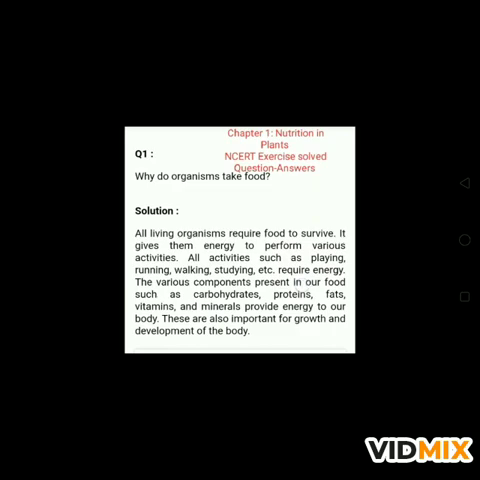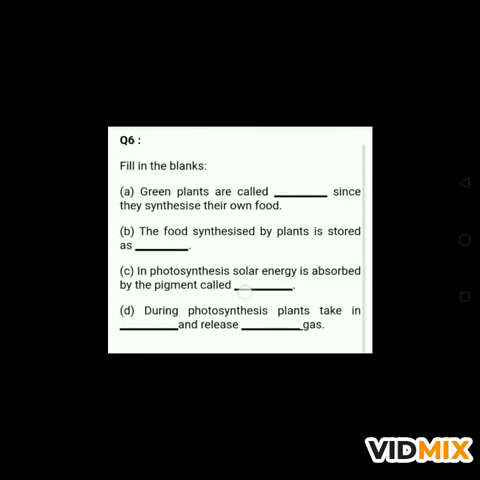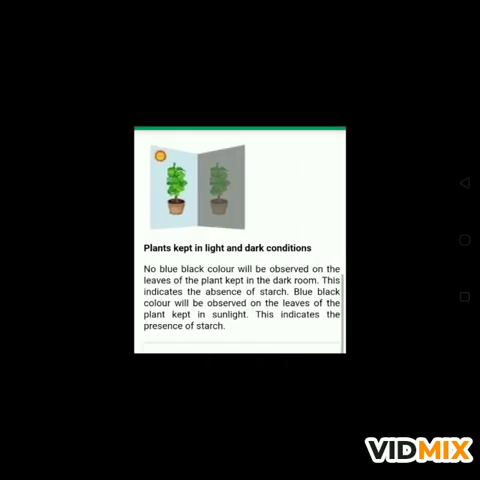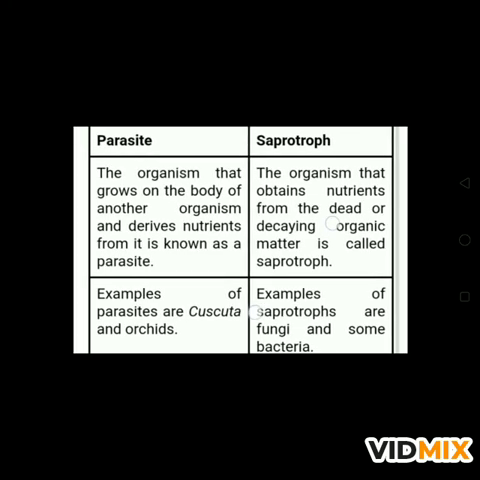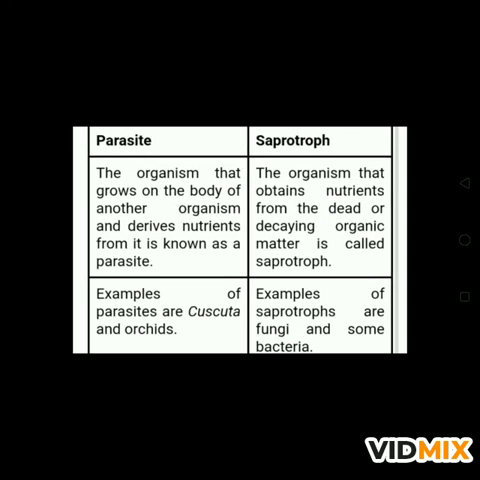Now moving on to question number 2, that is, differentiate between parasite and saprotroph. For this you have to make this table. First of all, you will write about parasite. The organism that grows on the body of another organism and derives nutrients from it is known as a parasite. Examples of parasites are Cuscuta and orchids. Second one, saprotroph. The organism that obtains nutrients from dead or decaying organic matter is called a saprotroph. Examples of saprotrophs are fungi and some bacteria.